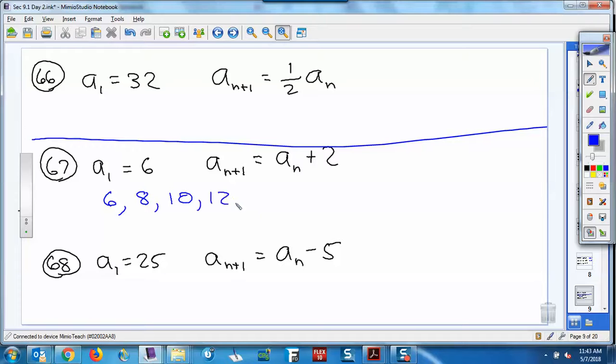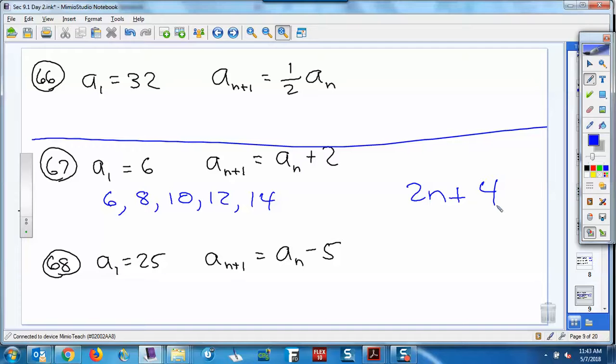8, 10, 12, 14. My hope is now you can just look at this and know, oh yeah, that's just saying to get any term, you take the previous term and add 2. So they give us a first term, we just add 2. Well, now we know what to do with that, right? What's the formula for that? You're adding 2 repeatedly. 2n, make an adjustment, plus 4.